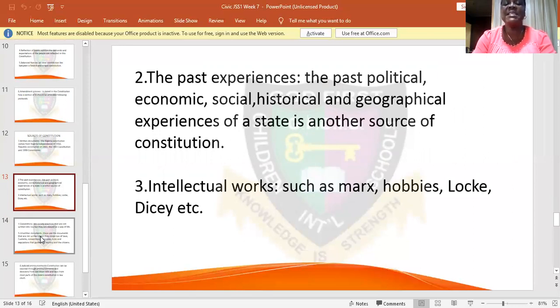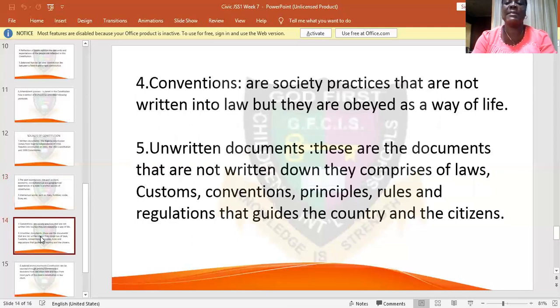Then there are some intellectual works that some people have done, who were so knowledgeable that others can learn from them, and they were adapted as part of the constitution, such as the works of Marx, Hobbes, Locke, Dicey, etc. Their works are part of the intellectual works that are used as sources of constitution. Then we have conventions.